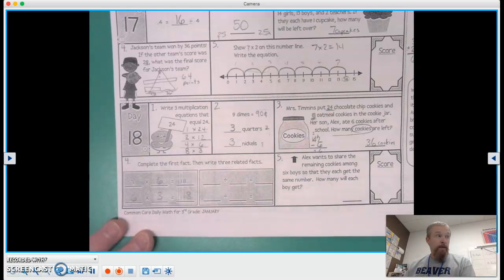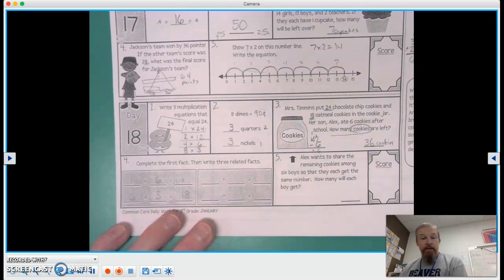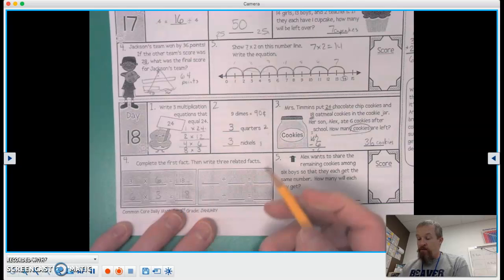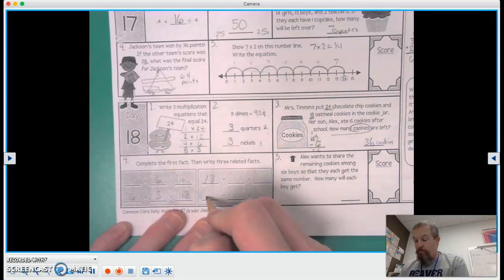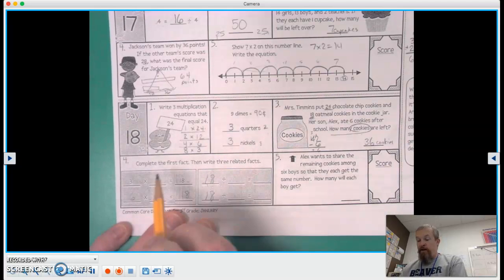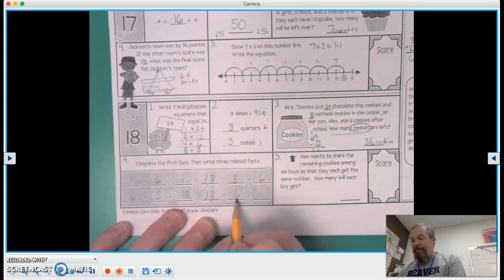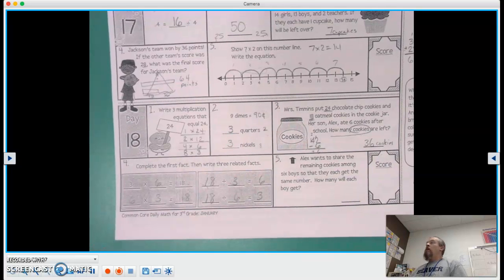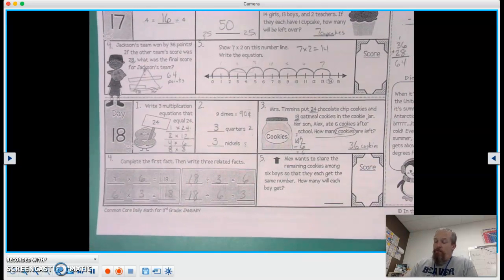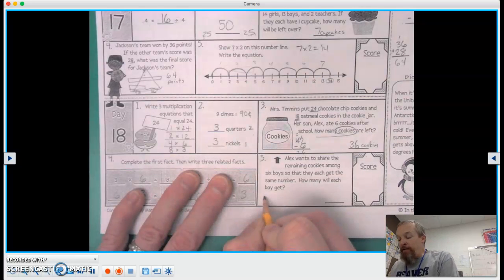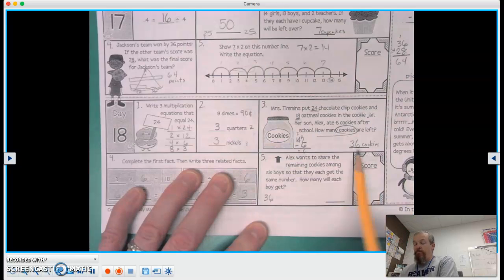Now we're going to turn that into division. So this number just goes here. So 18 divided by 3 is 6, and 18 divided by 6 is 3. Last one here, number 5. Alex wants to share the remaining cookies among 6 boys so that they each get the same number. How many will each boy get? So we have 36 cookies left over.